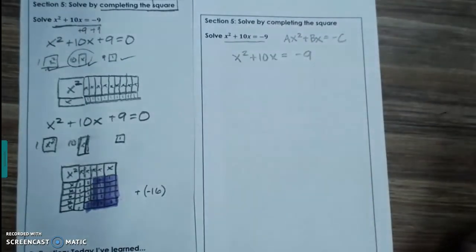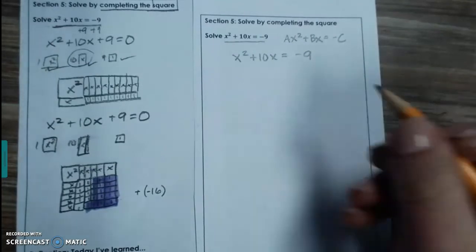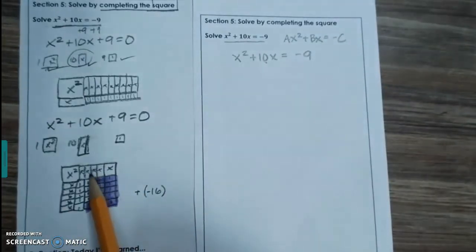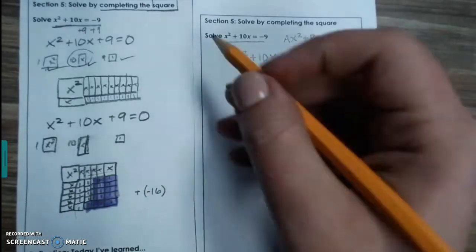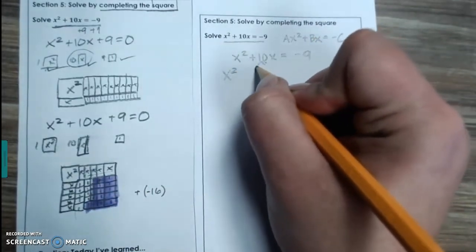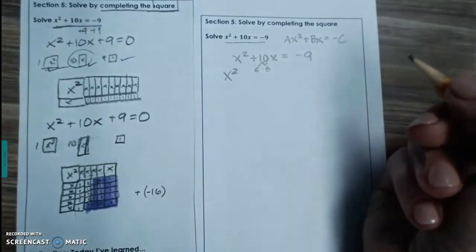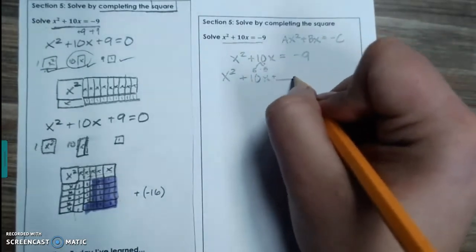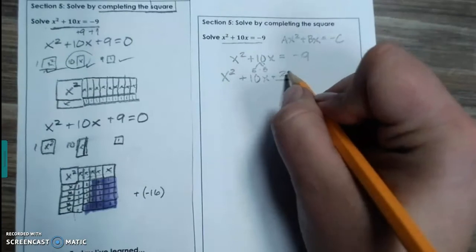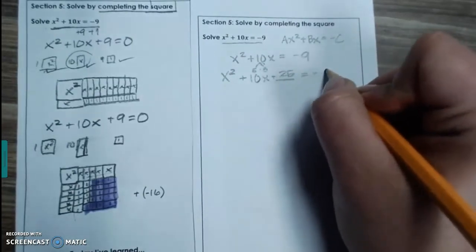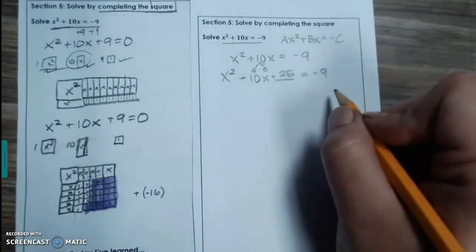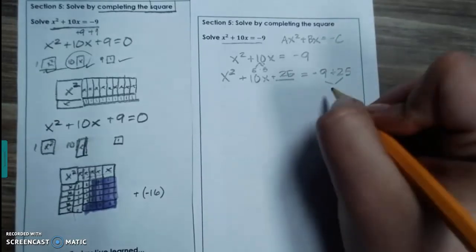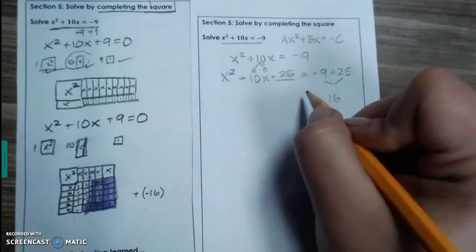Now here's what I'm going to do. I'm going to turn this into a perfect square trinomial that has a length of 5 and a width of 5. In order to do that, I take my 10, divide it in half, and get 5 by 5, and then I multiply to fill in that blank, and I get 25, just like we did in class. Now whatever I do to one side, I must do to the other. If I combine like terms, I get negative 9 plus 25 equals 16.